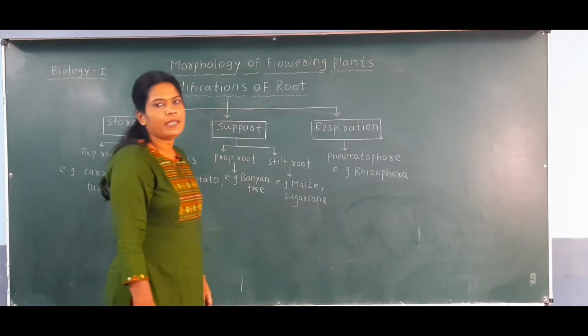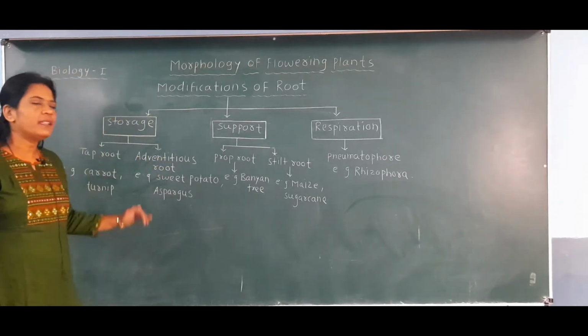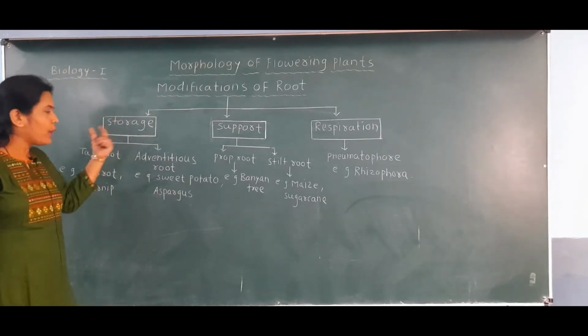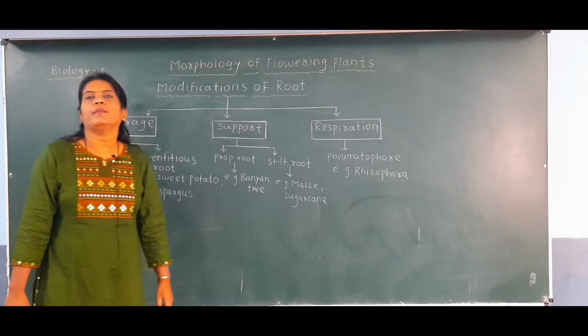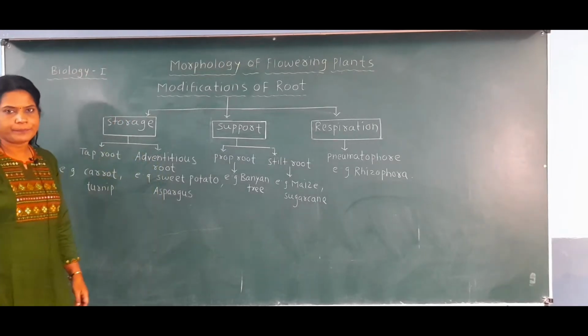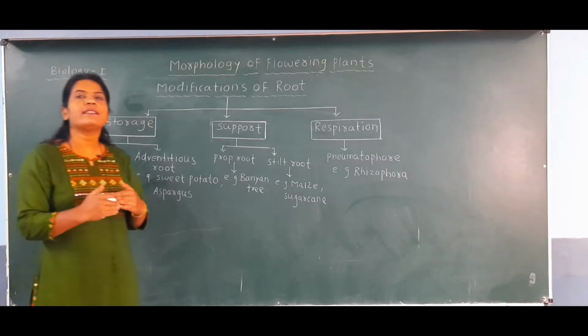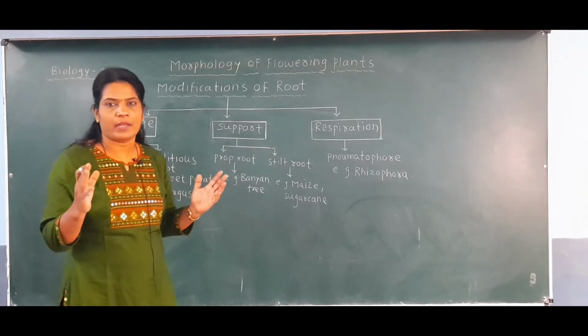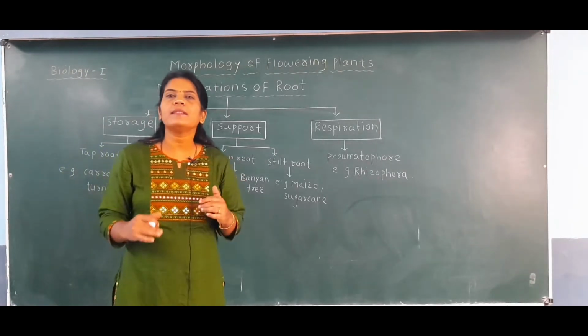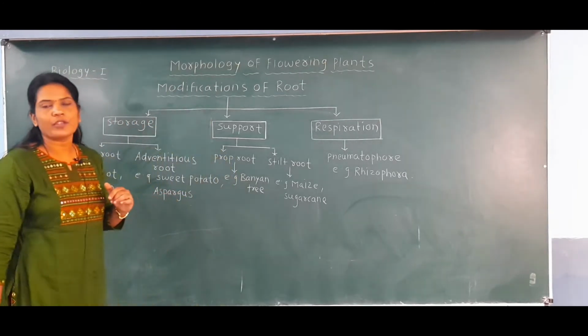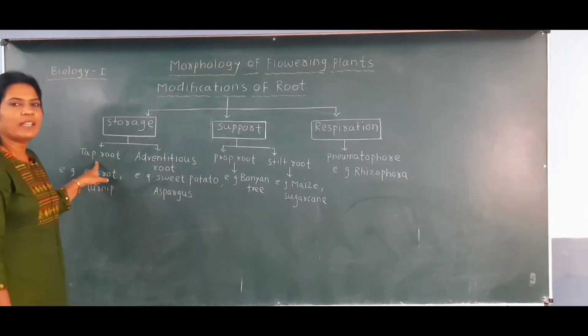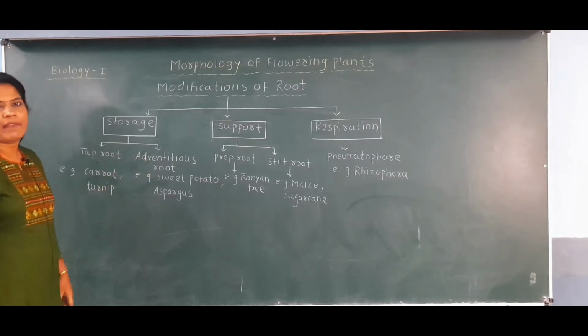Now here you have to remember this chart, because we have to see that in some plants the root stores food in it, and that's why it becomes swollen. The examples given here for the storage of food are the taproot and the adventitious root.